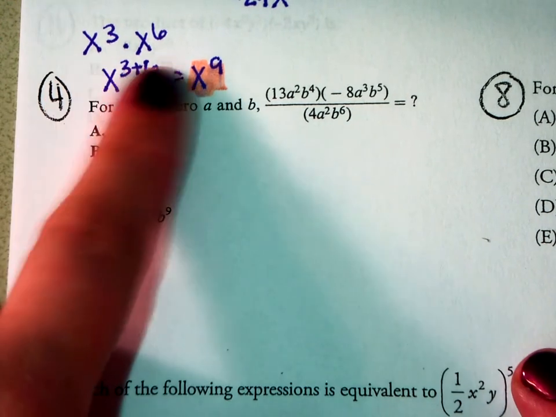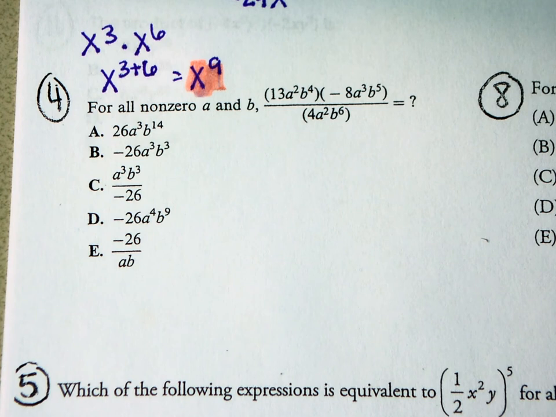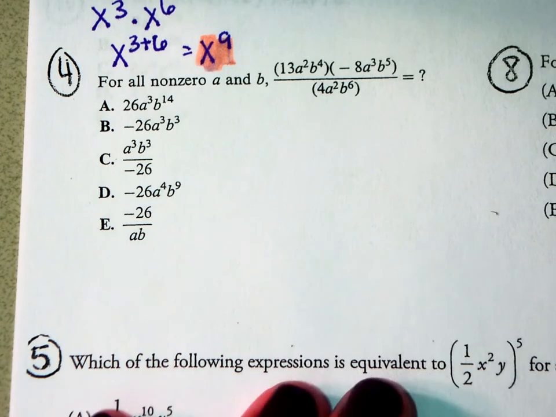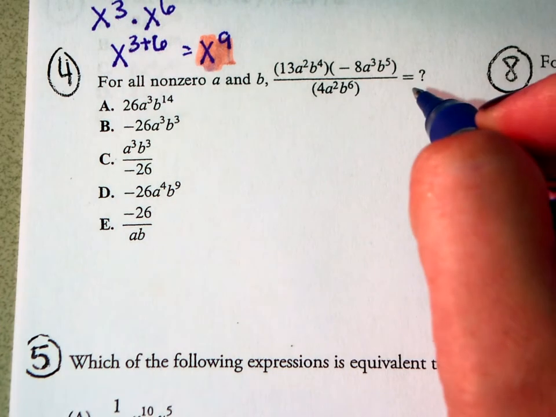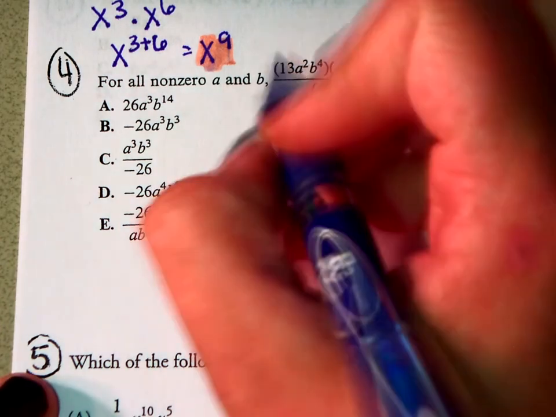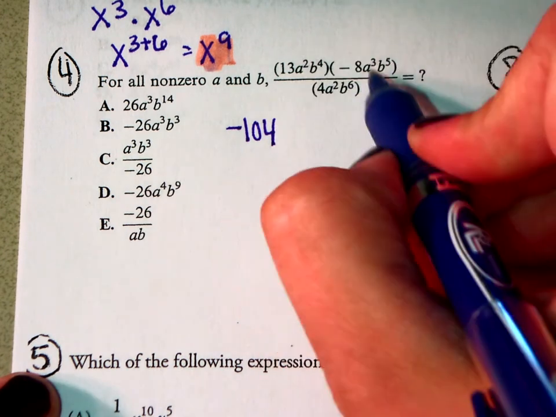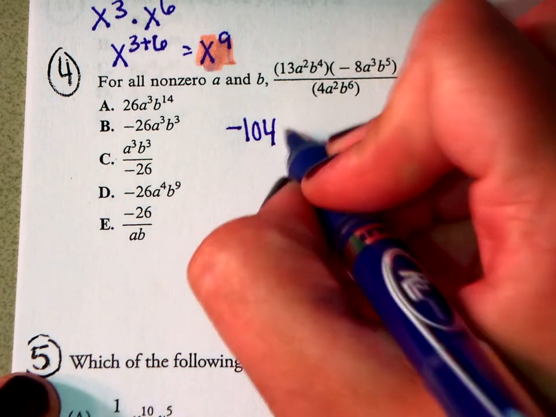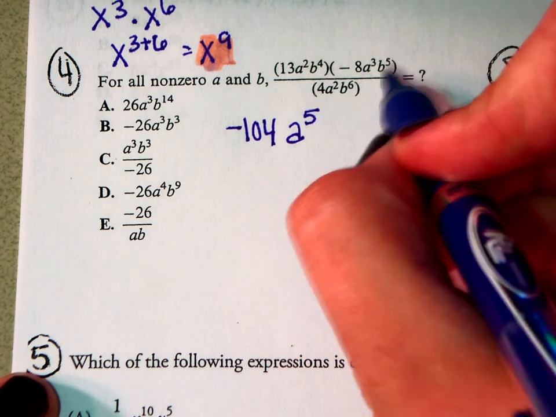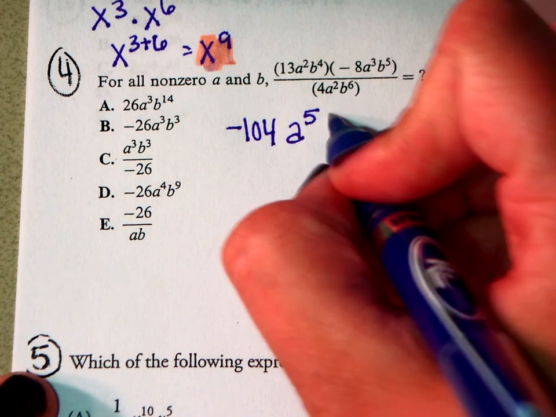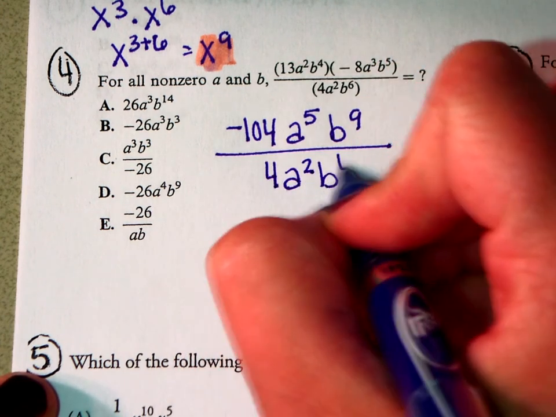Remember, if the exponents are on the same level, they're not being raised to each other, you just add them, okay? So let's do that for the first one. I'm going to do 13 times -8, and 13 times -8 is -104. And then I have a squared a to the 3. 2 plus 3 is 5, so a to the 5. Then I have b to the 4th and b to the 5th. 4 plus 5 is 9, so b to the 9. All over 4a squared b6.